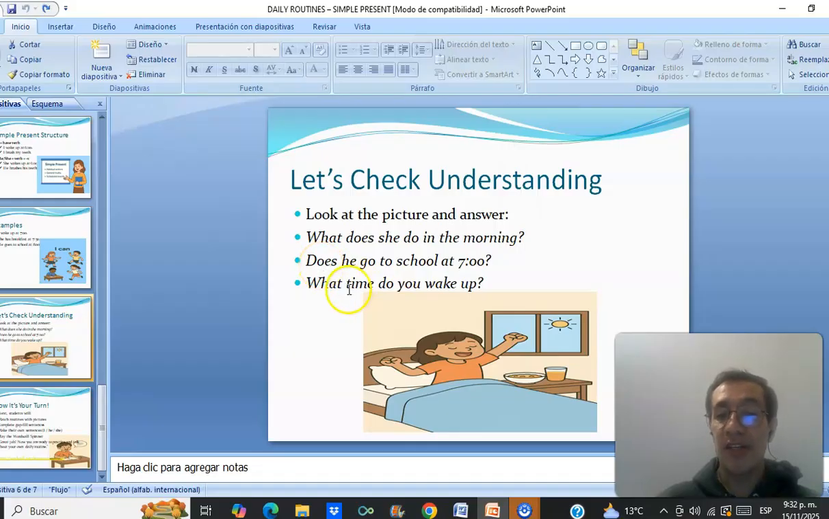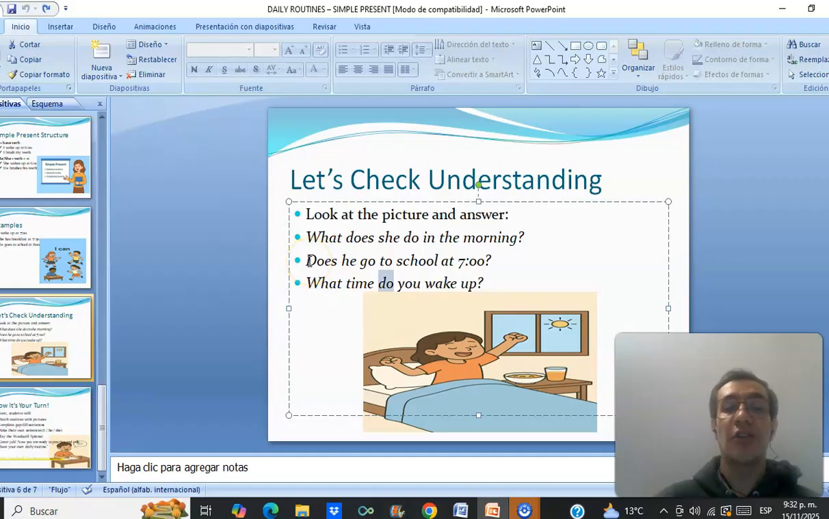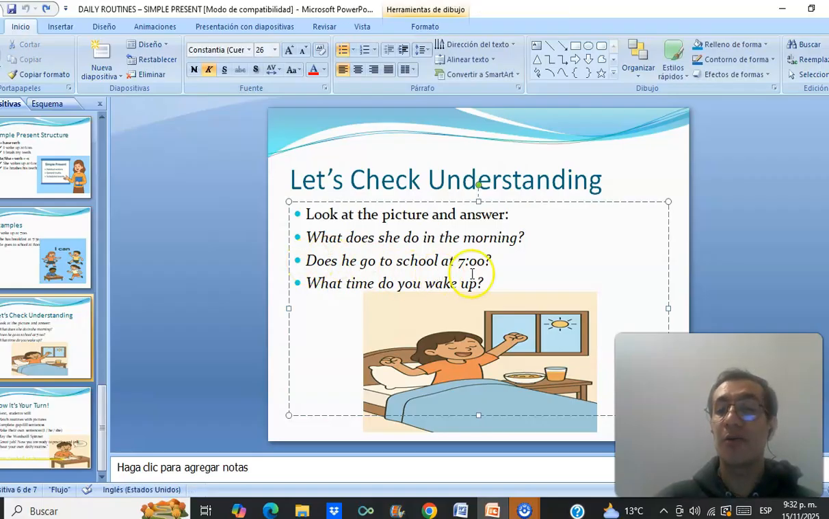Here we can see an example. What time do you wake up? Here we're gonna use the auxiliary do, but for the case he or she, we're gonna use does. Does he go to school at 7 a.m.? What does she do in the morning? And you just need to make a short reply, short answer. Yes, he does. Does he go to school at 7 a.m.? Yes, he does. No, he doesn't.